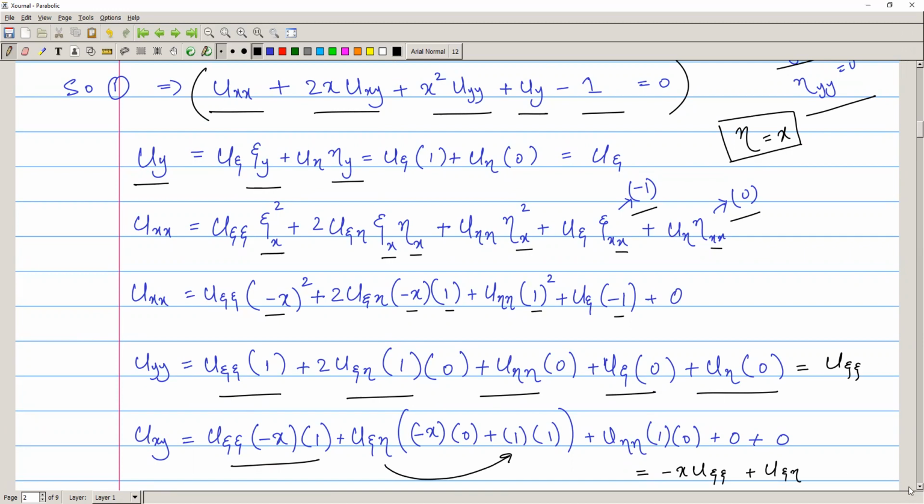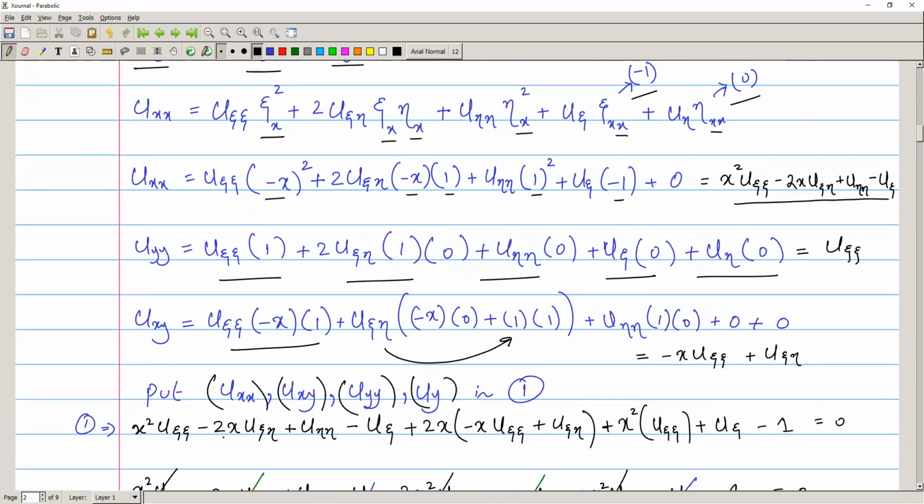Okay, so it's u_xx first, right? So what's u_xx? This is our u_xx. Yes, this is our u_xx. I can write it as x squared u_psi psi minus 2x u_psi eta plus u_eta eta and then minus u_psi, right? So I can plug this in instead of u_xx.